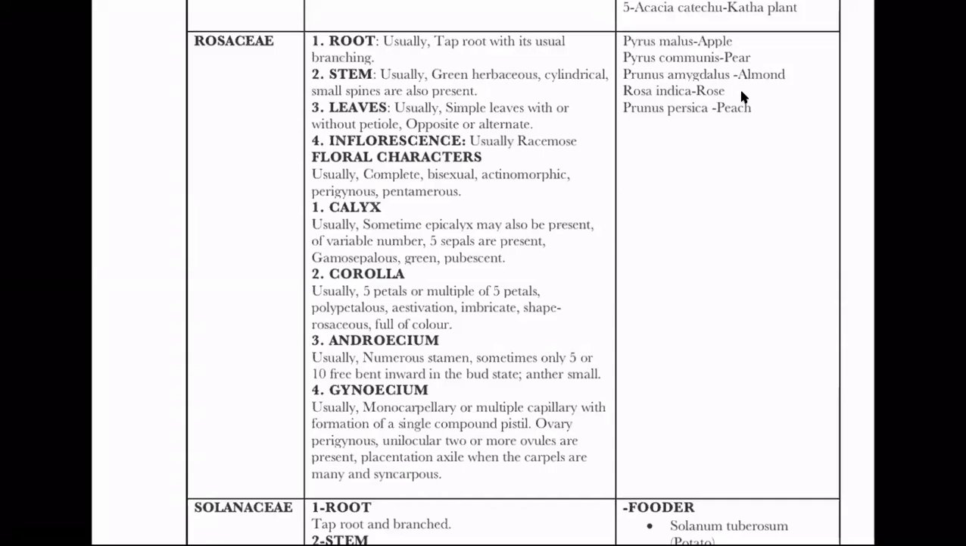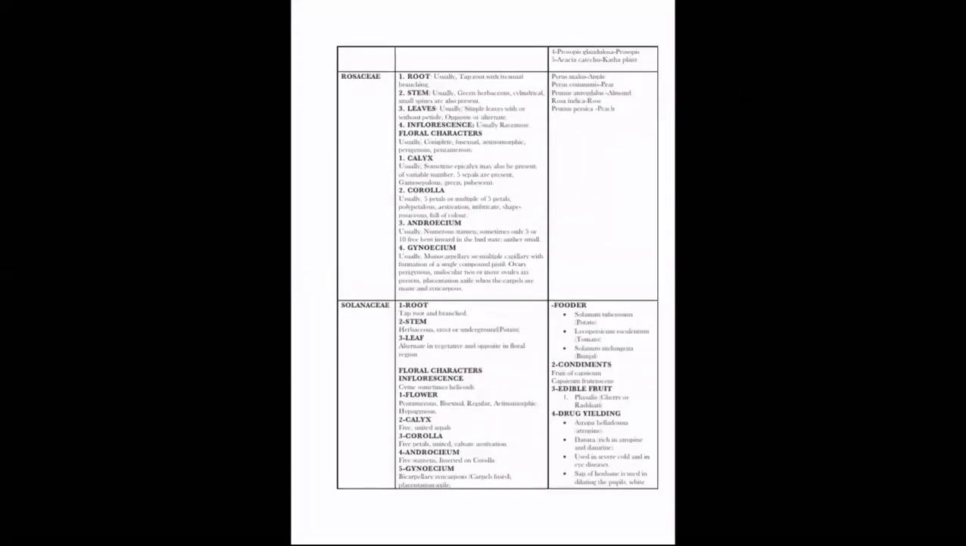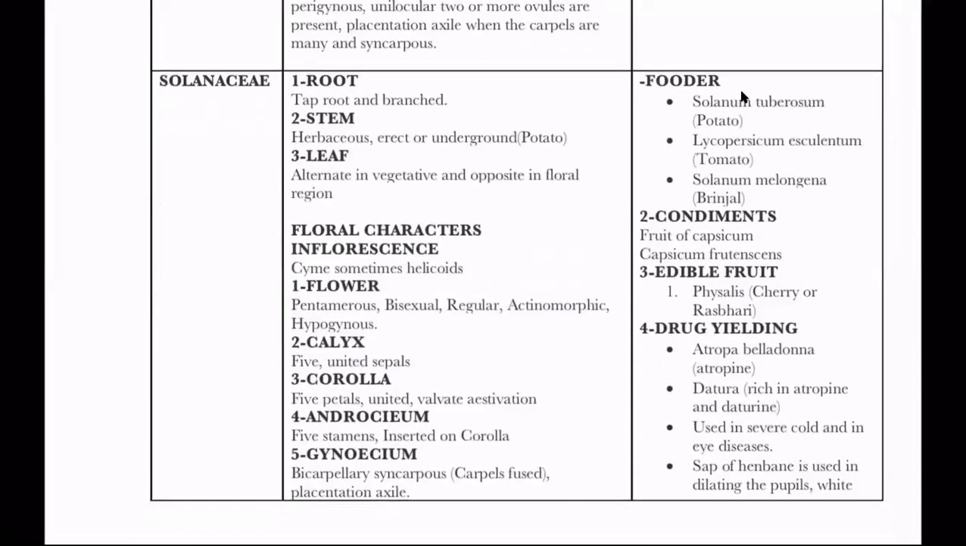Then we study Solanaceae. Solanaceae is your potato family. Guys, I know this is a very, very boring portion, but this has to be memorized and there is nothing else we can do. Solanaceae is your potato family. It has a taproot and branch system, herbaceous, erect or underground stem, leaves are alternate in the vegetative and opposite in the floral region.